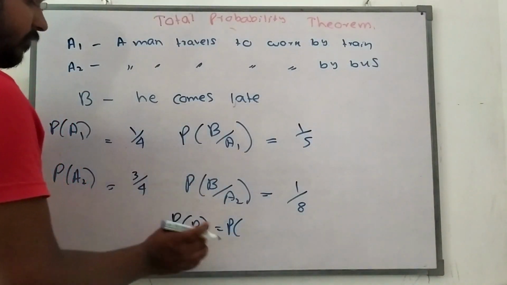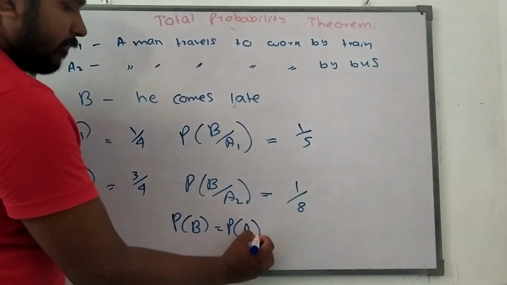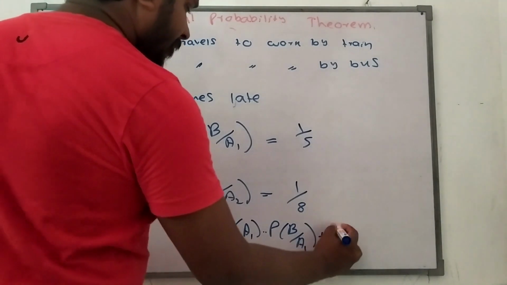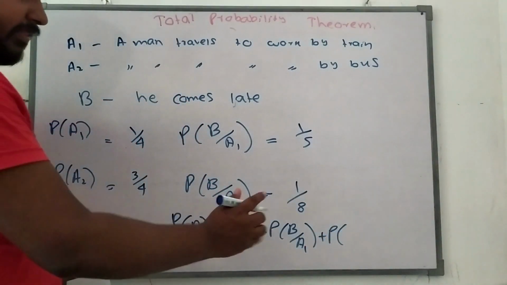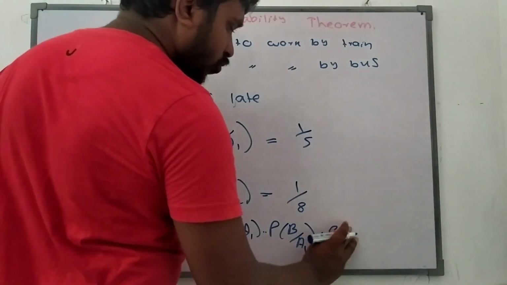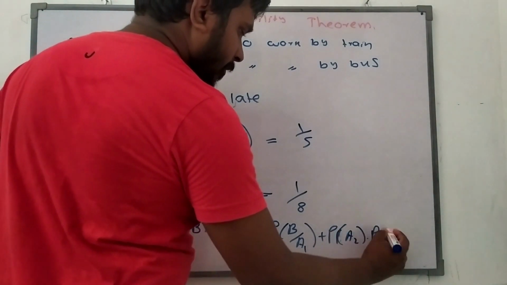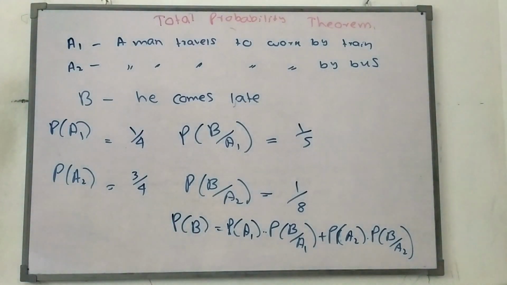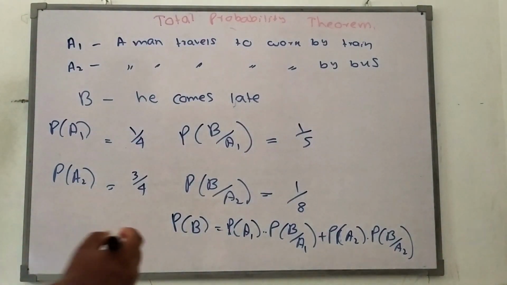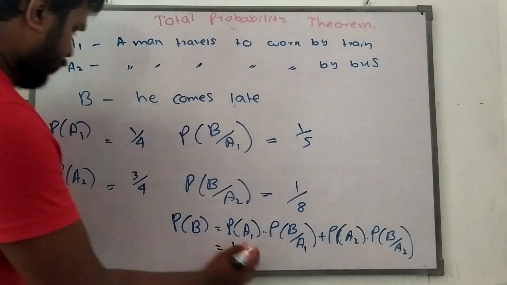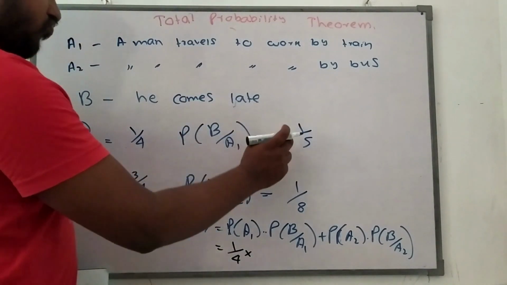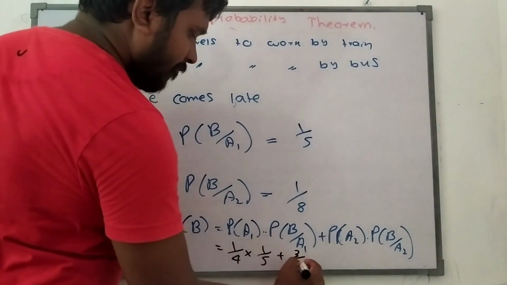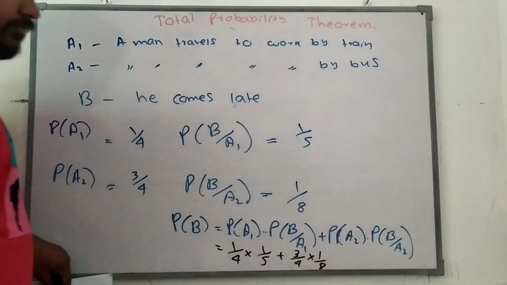So it can become PA1 PB over A1. I'm just writing the total probability here. PA2 PB over A2. So now we can substitute the values. This is 1 over 4 into 1 over 5 plus 3 over 4 into 1 over 8.